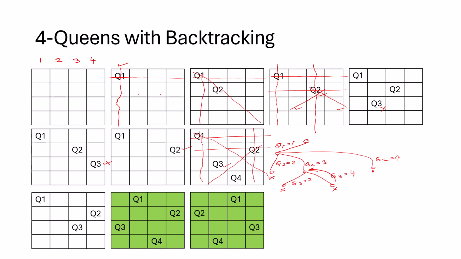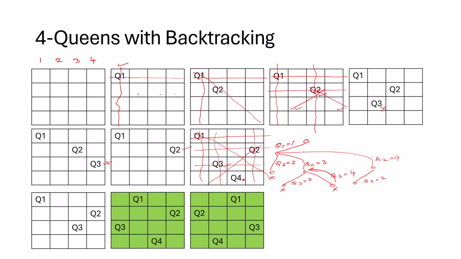So when we are here, Q3 can actually go to Q3 equal to 2. And this is a valid state. But once that is true, what remains for Q4? This row is gone, this column is gone. So, you see, can I put Q4 here?